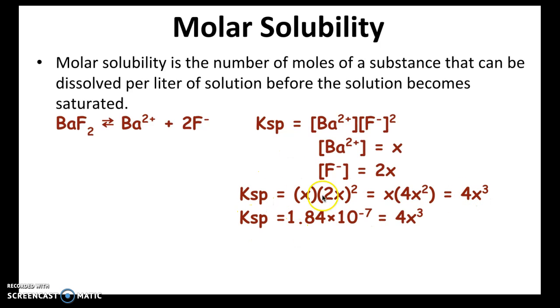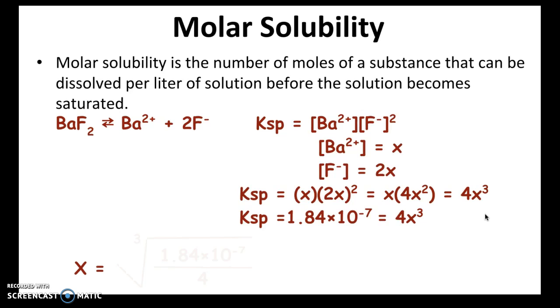Once we have that, we can set this equal to Ksp. The Ksp is a constant that you will either be given or you could look up in a chart. You don't have to memorize any of the Ksp values. So we set our Ksp to whatever value we're given. The Ksp of barium fluoride is 1.84 times 10 to the minus 7, and that's equal to our 4x cubed. Then we can solve for x, and our x is going to be our molar solubility.